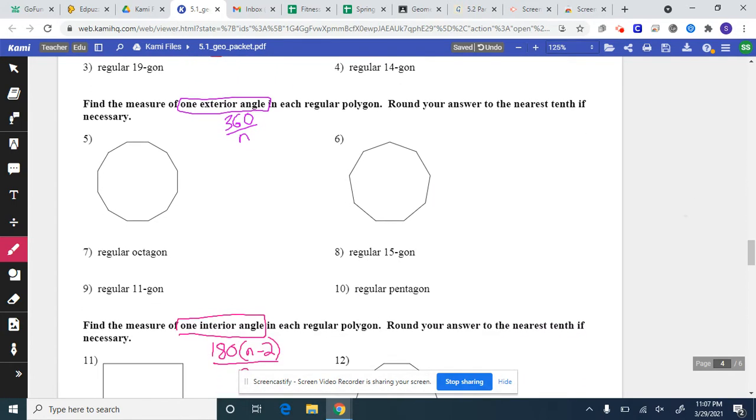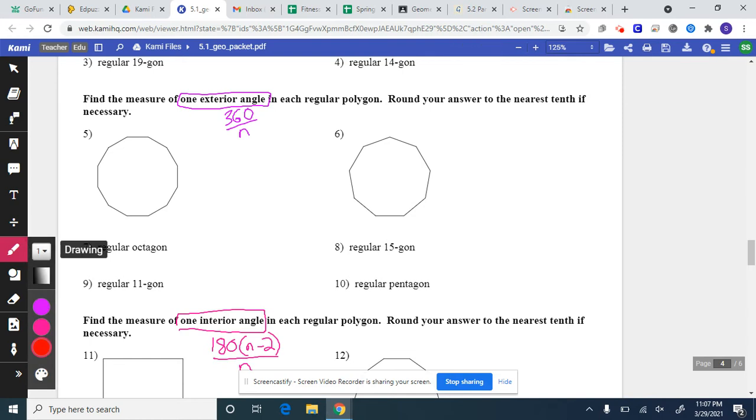Okay, the next section is one exterior angle. So I put the formula for that. It's just 360 divided by n, and n is the number of sides. So remember, the exterior angles always add up to 360 total. So the exterior angle sum, no matter how many sides it has, is always 360. So to find each angle, you divide it by n.